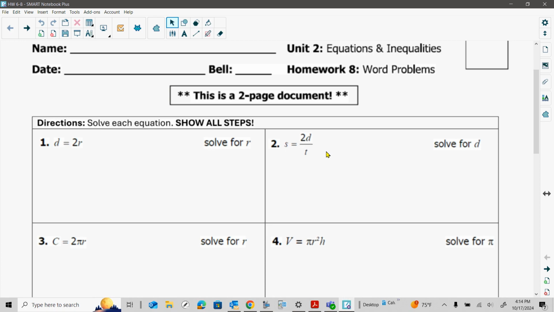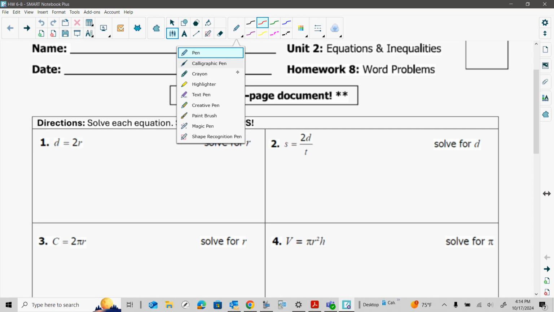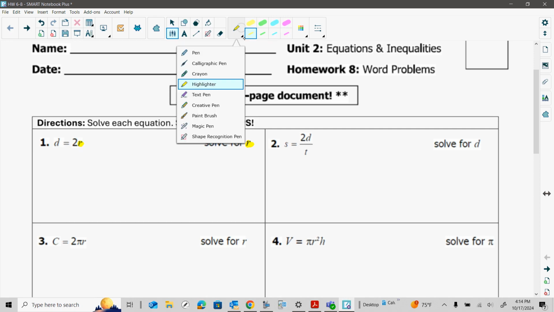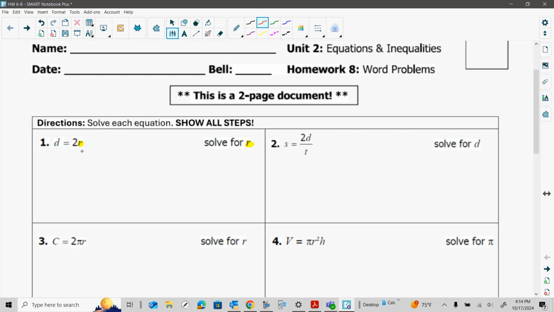So on number one here, because we have d equals 2r, and we're trying to solve for, and I'm just going to highlight the variable, so we're trying to solve for the r right here, which is what we're trying to isolate. We would need to do that by undoing the multiplication with that coefficient of 2. So you have to divide both sides by 2. That's going to cancel the 2, and now d over 2 equals r. So anything side by side showing multiplication, the opposite would be division.